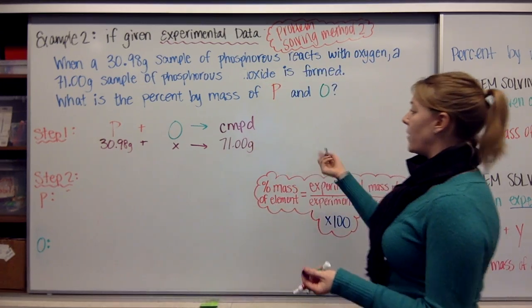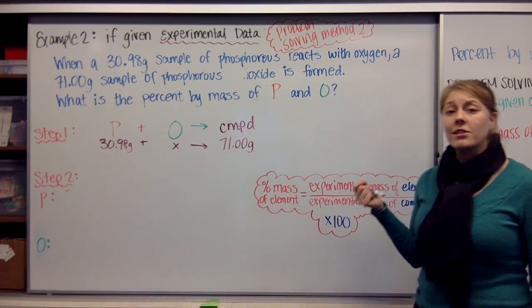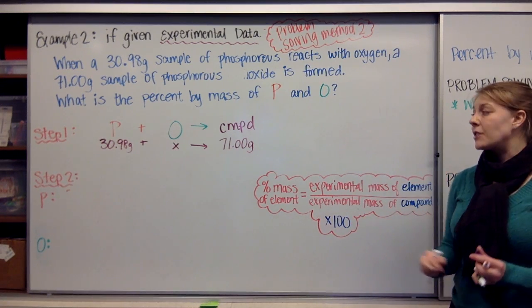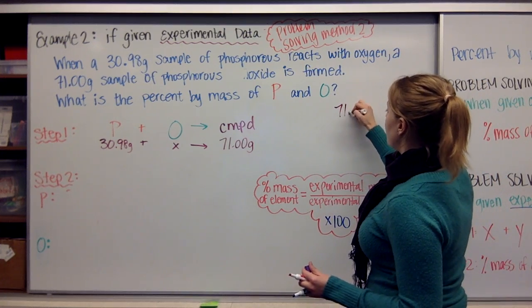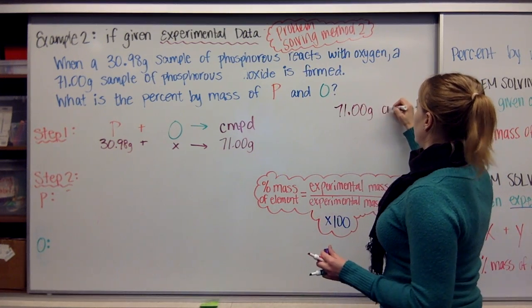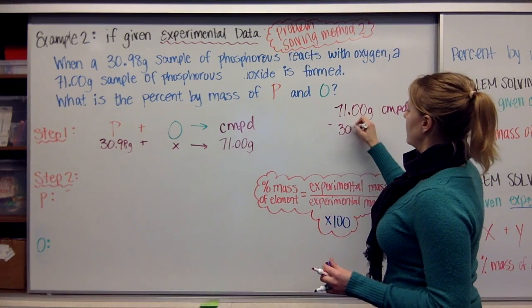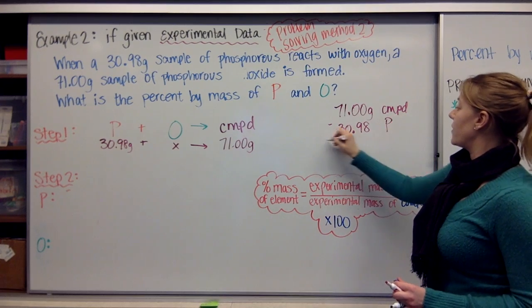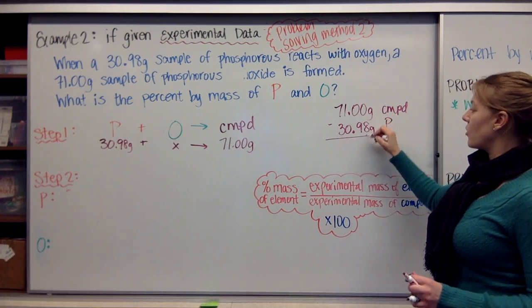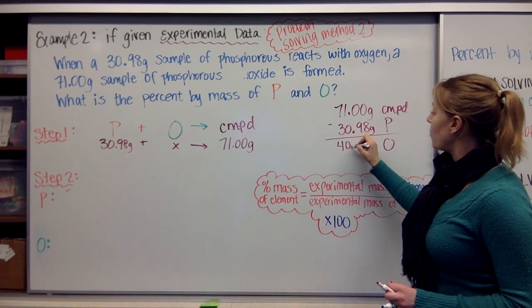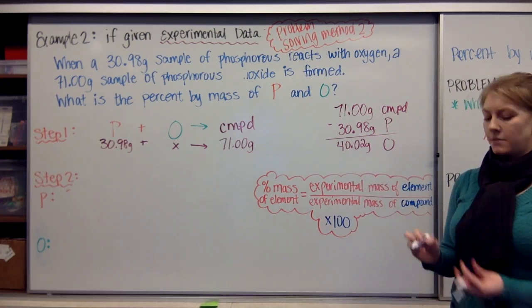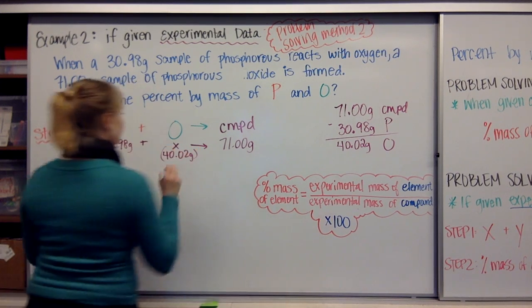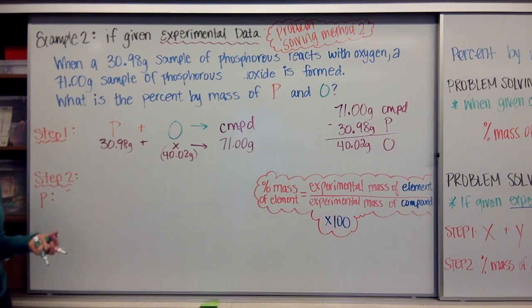All right, we know how to figure out the mass of oxygen because remember, according to the law of conservation of mass, mass cannot be created or destroyed in a chemical reaction. That means we can do simple subtraction to figure out the mass of oxygen. 71 grams minus 30.98 grams of our phosphorus should give us the grams of oxygen. And we get 40.02 grams of oxygen. Great. All right. Now, we're on to step 2.